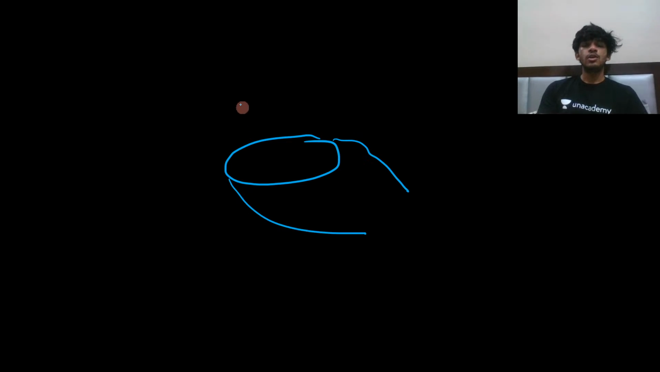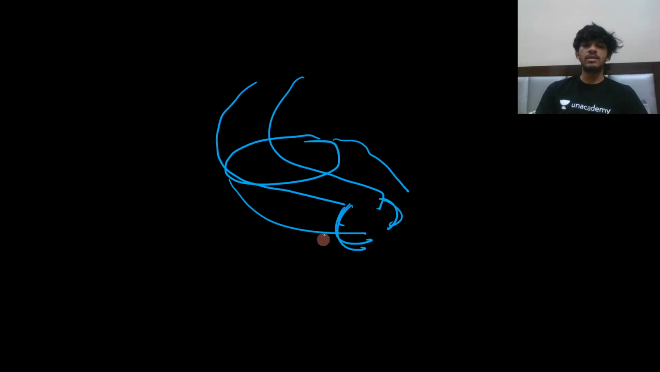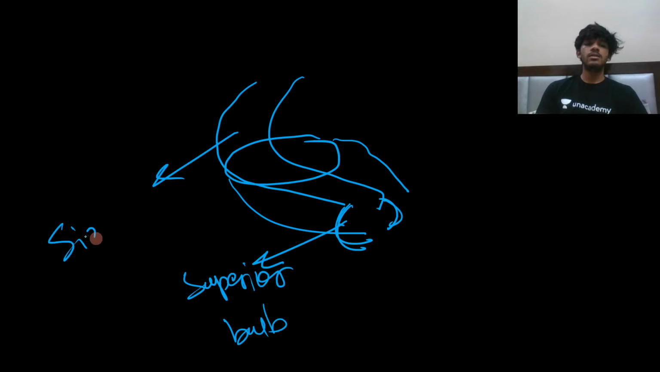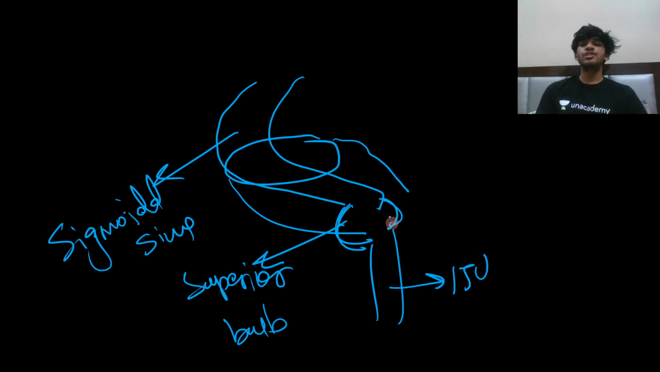What happens here? So this is, let's say, your jugular foramen, and this is your jugular fossa. Here you have what is known as the sigmoid sinus, which is an S-shaped sinus. Terminally, it has a dilatation known as the superior bulb. As it is moving out, it becomes the internal jugular vein, which gives a tributary known as the inferior petrosal sinus.